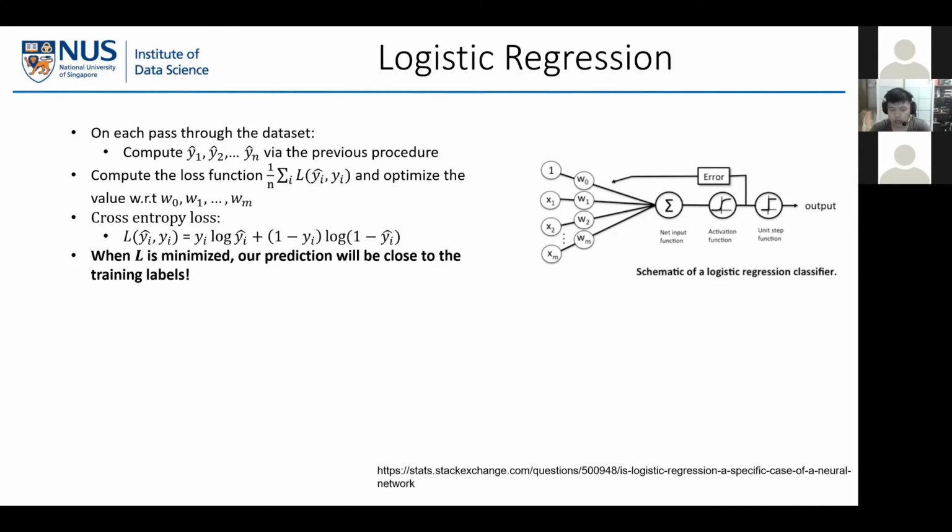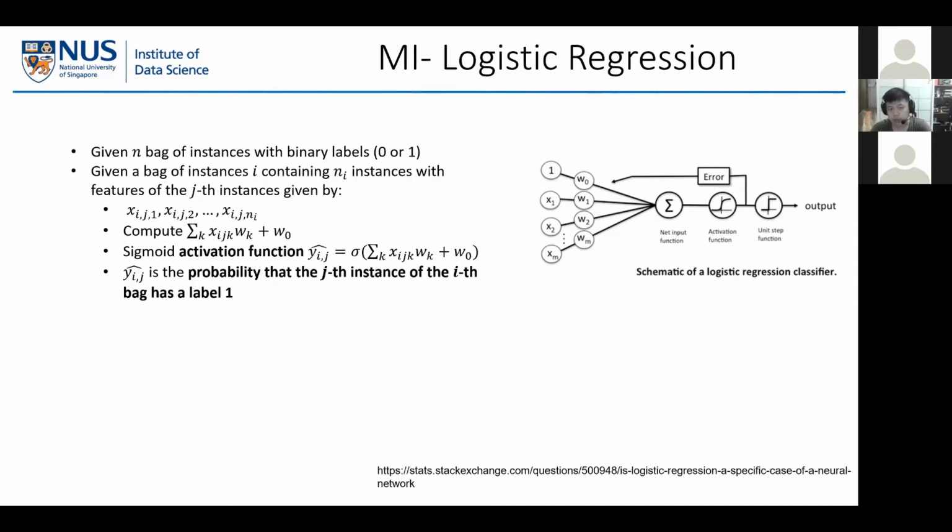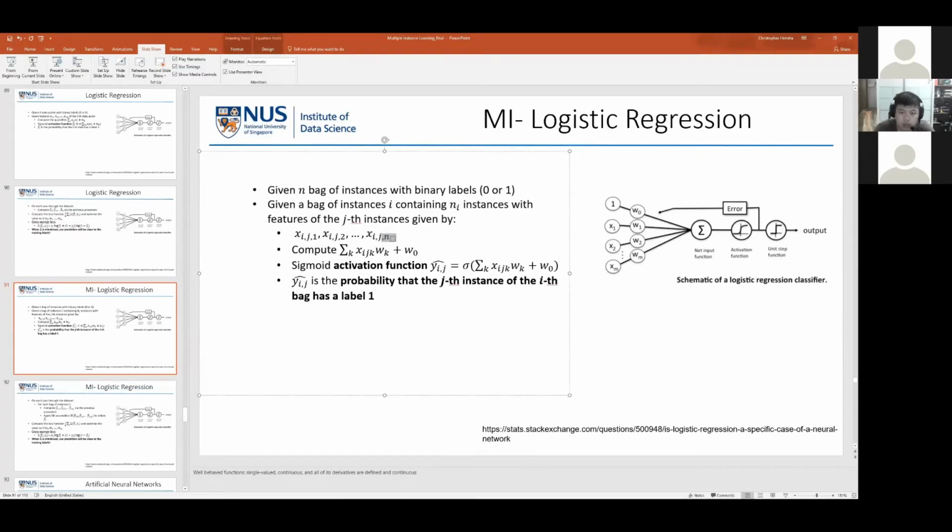Now let's take a look at this logistic regression model again with the multiple instance learning framework at hand. So instead of n data points, we are given n bags of instances with binary labels 0 or 1. And because these are bags of instances, each bag i will contain ni instances. And each of these instances will have features. So for bag i and the jth instance, usually we write the features like this: xij1, xij2, until... okay, there's a typo in this slide, so let me just correct it.